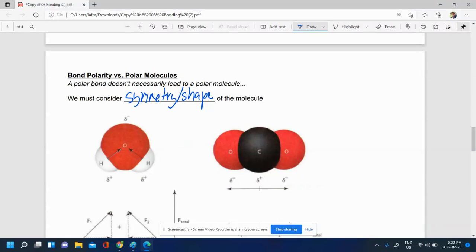And then we also have to look at all the bonds within the molecule. Are they polar, non-polar? And then look at the symmetry and shape and make a judgment call as to whether that molecule overall will be polar or non-polar.